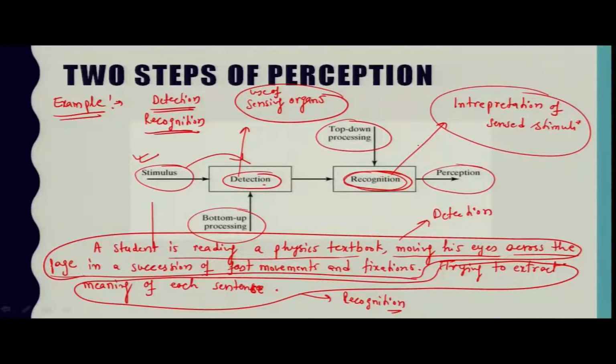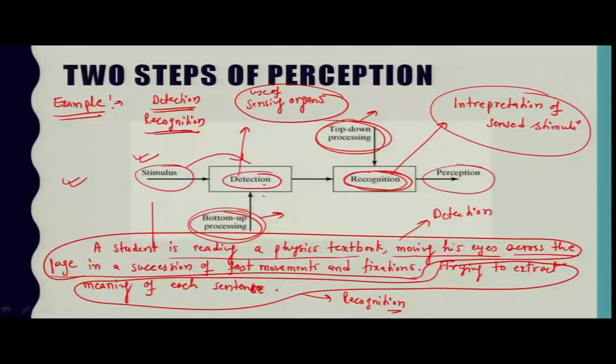Here, the distinction between detection as a sensory process and recognition as a cerebral process in the perception stage of human information processing can be explained using the concept of bottom up processing and top down processing. So what is bottom up processing all about, and what is top down processing, in which sense is it expressed?